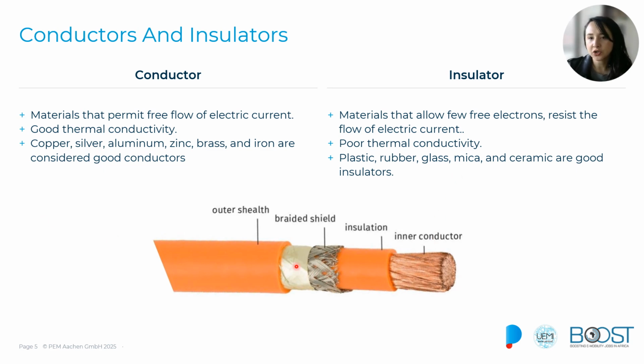Here we are showing the structure of a high voltage cable. As you can see, it includes the conductor in the core. Then we have the insulating material, and on top of the insulation there is a shield, and this shield acts as a protection against the electromagnetic interference, or EMI.